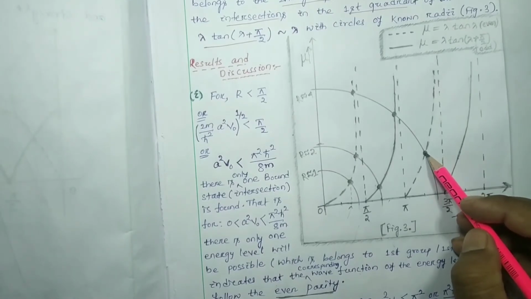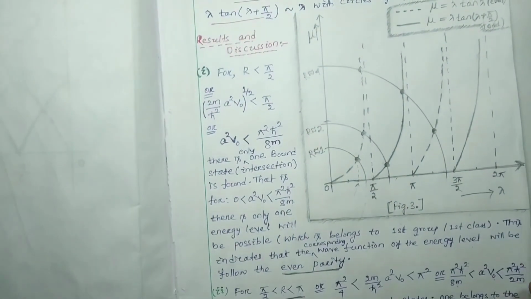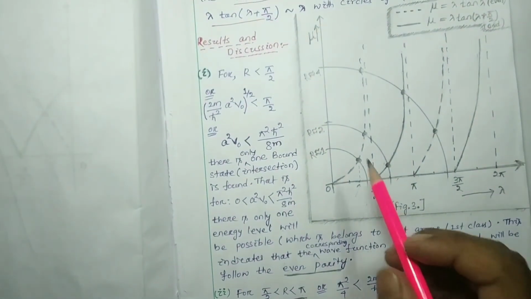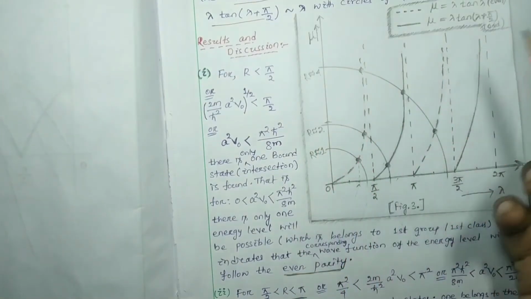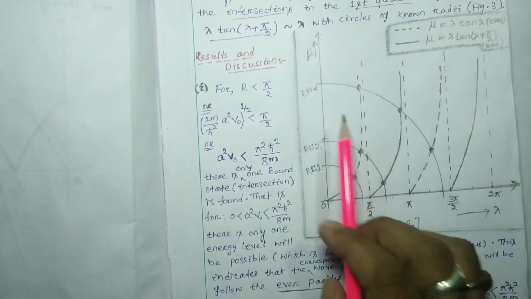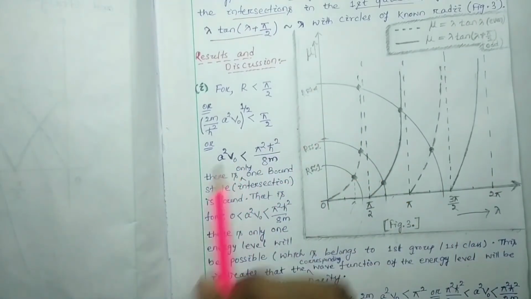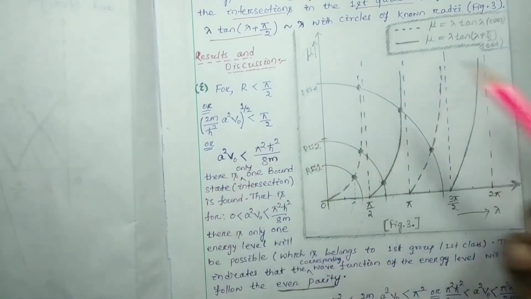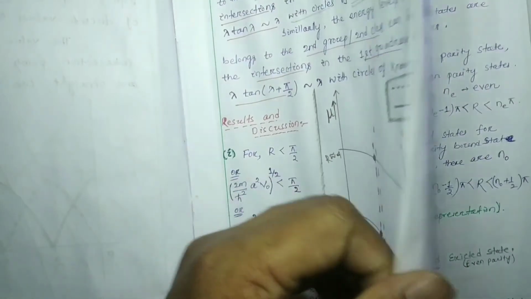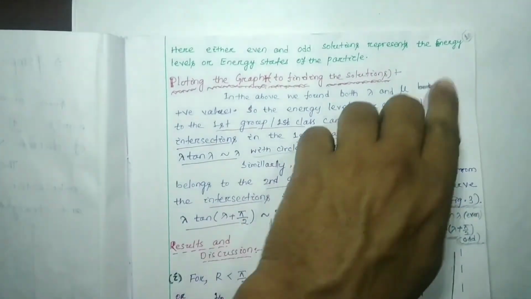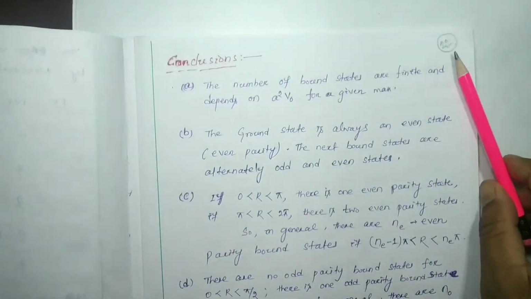In this way we can get more intersections whenever the radius is increased, or the so-called a square v0 is increased. This is the completion of page number 10. Now come to page number 11.